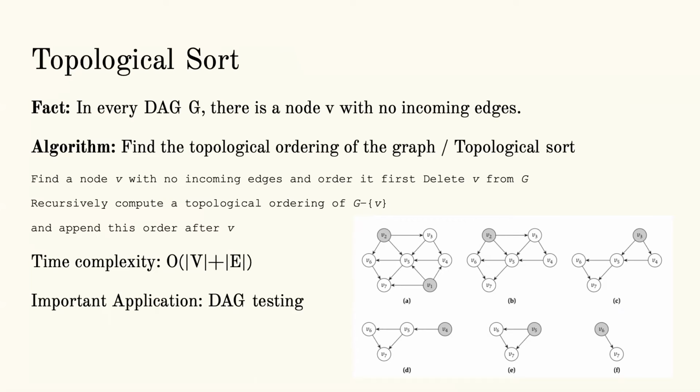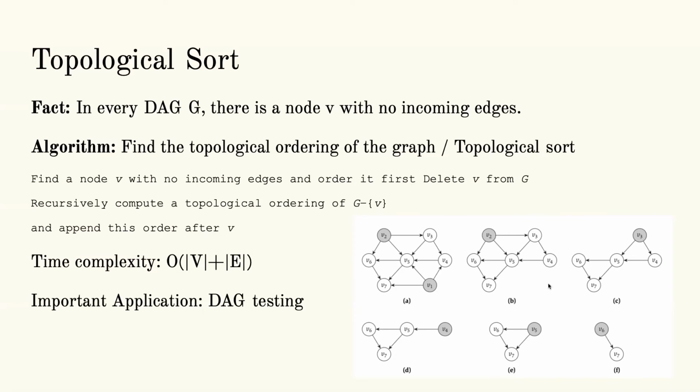So the algorithm for topological sorting is that we first find a node V with no incoming edges and order it first. And then we delete this node V from the graph. Then we recursively compute a topological ordering of the graph without the node V, and then append this order after V. So what this means is that here in this graph, first we can see node V1 is a node without incoming edges. So we delete V1 from the graph, and then V1 will be the first node in our topological ordering of this graph.